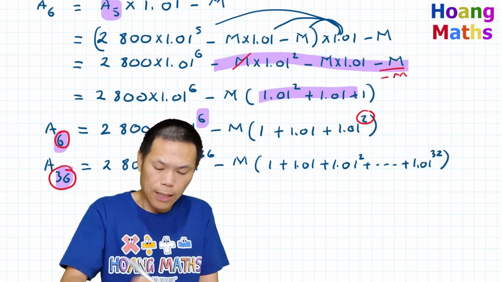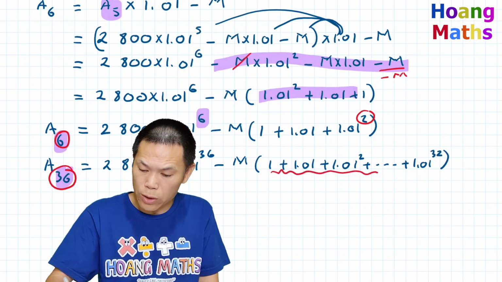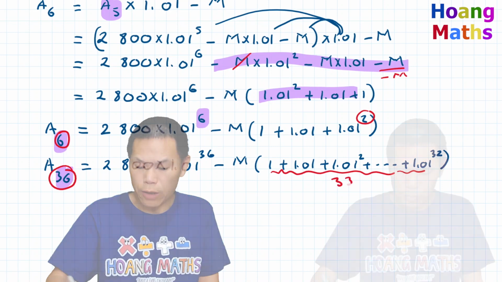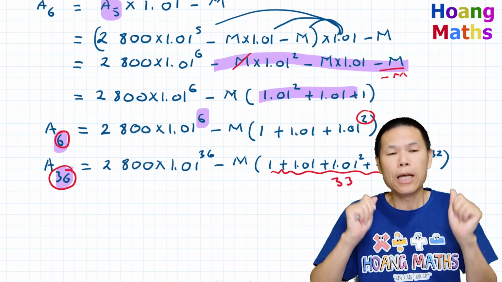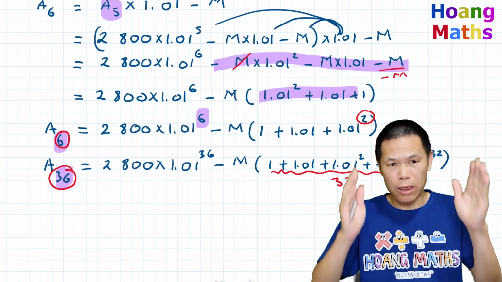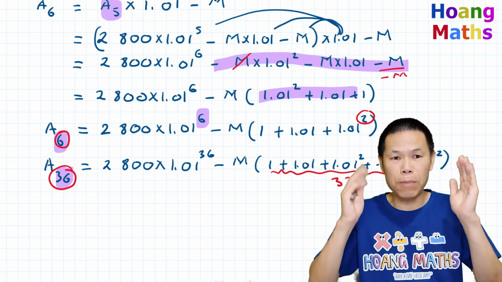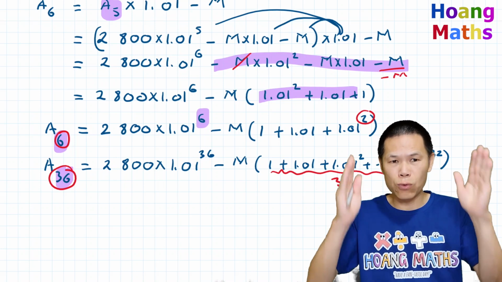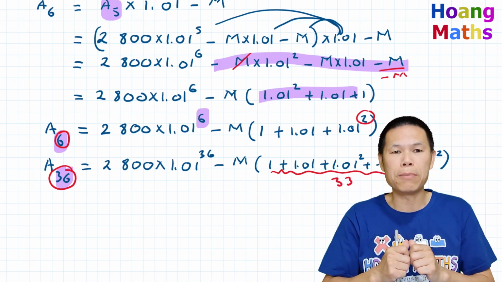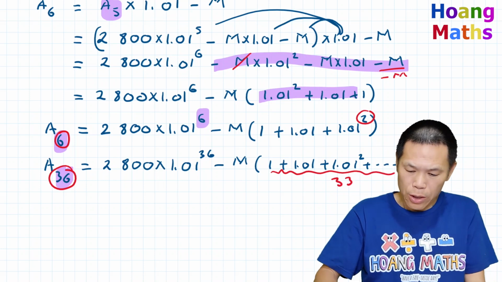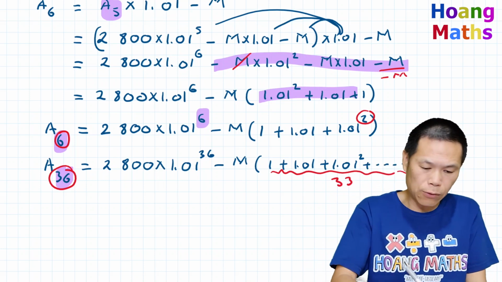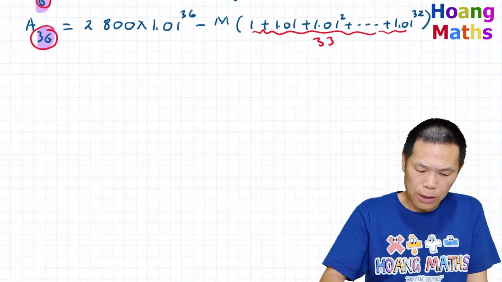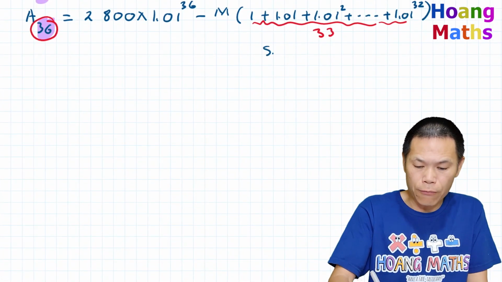And don't forget, this is 33 terms, because 3 years is 36 months altogether. But for the first 3 months, Alex doesn't make any repayments. So that's why he only made 33 payments. So keep that in mind. So let me just find the sum of this series. So the sum of this series is S of n.